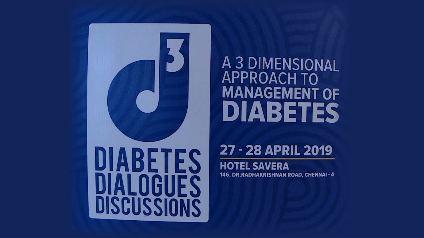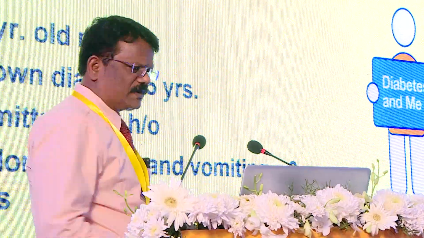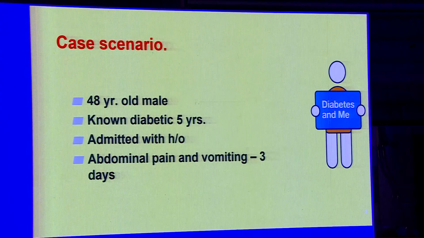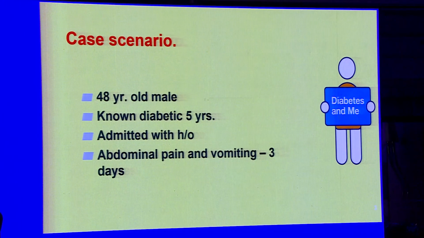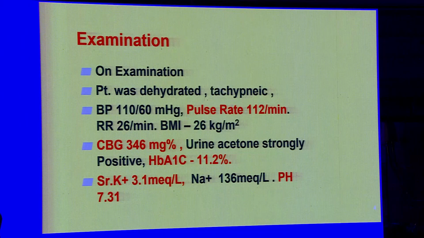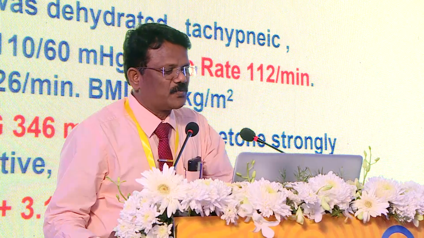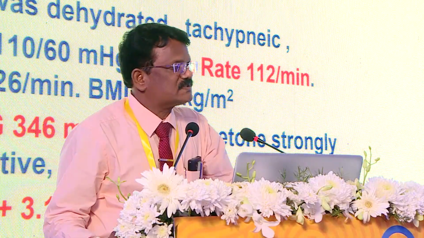Now I am going to present a case scenario. This is a case of a 48-year-old male, a known diabetic of 5 years, admitted with a history of abdominal pain and vomiting of 3 days duration. On examination, the patient was dehydrated, tachypneic, BP was 110/60, there was tachycardia, and the respiratory rate was increased to 26. CPG was 346, HbA1c was 11.2, serum potassium was 3.1, and pH was 7.3.